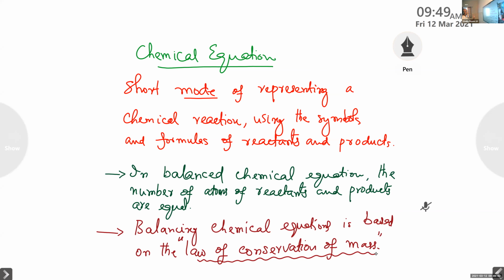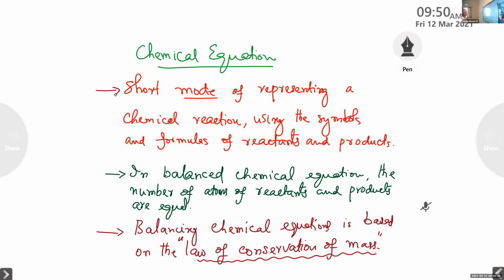One is, what is a chemical equation? The answer: a short mode of representing a chemical reaction using the symbols and formulas of reactants and products. Look at the board and listen. That is a chemical equation.